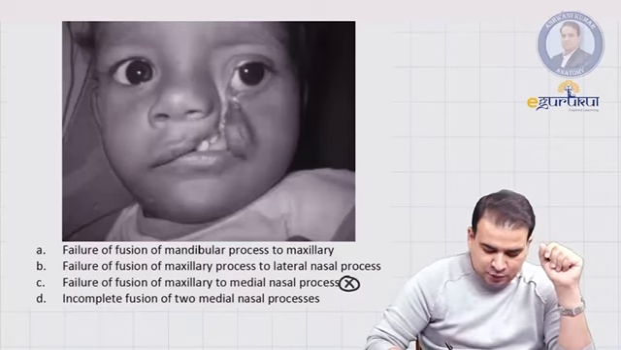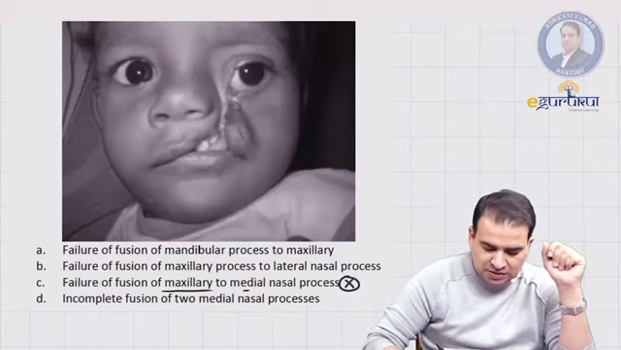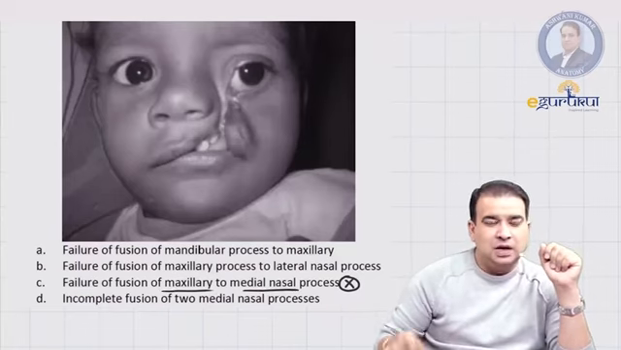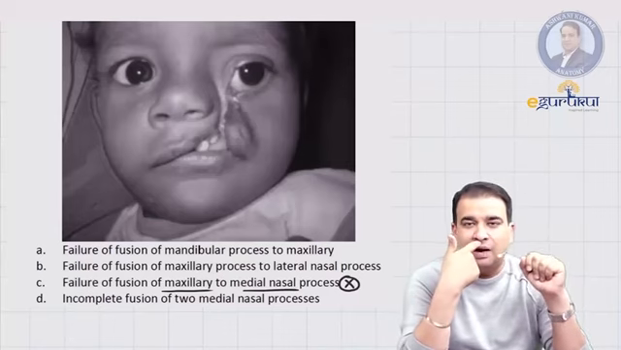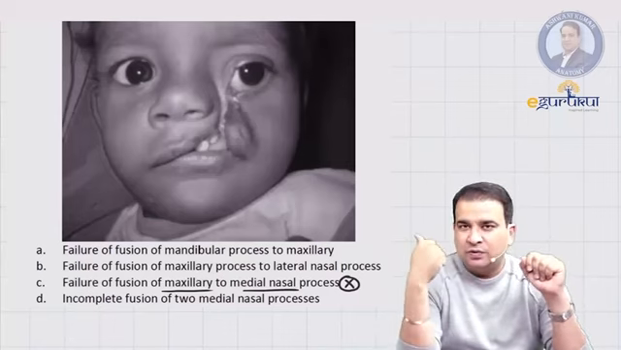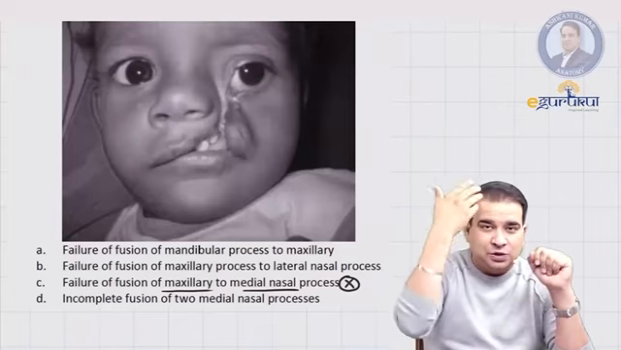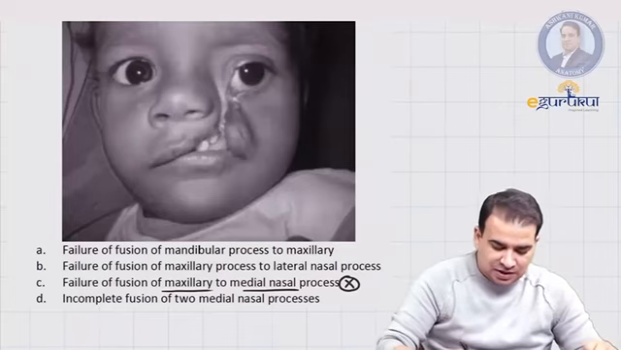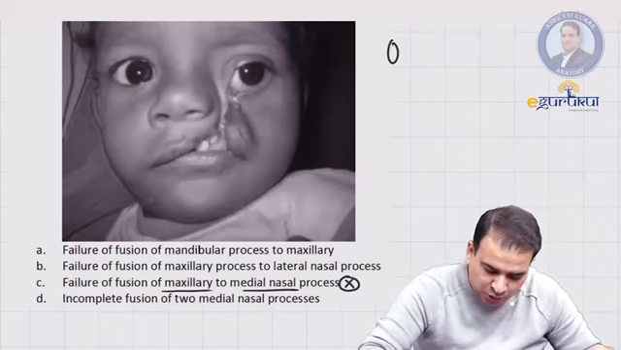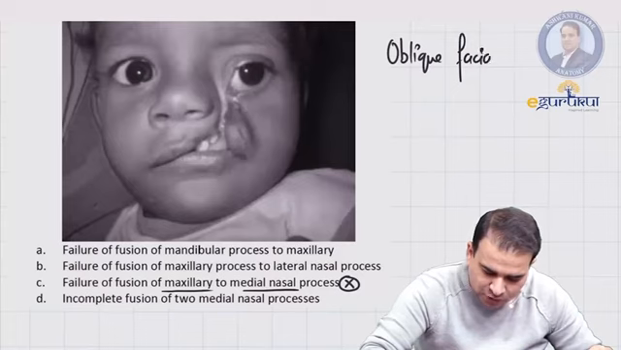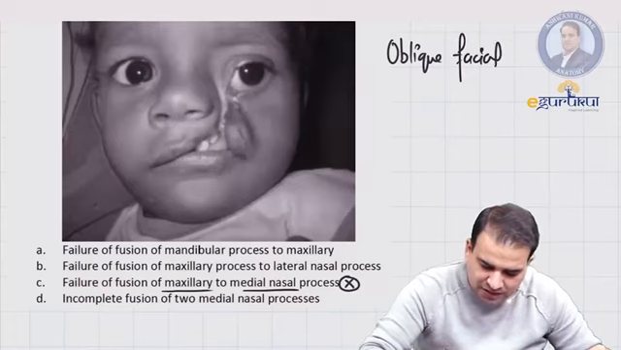C says it's a non-fusion of maxillary and medial nasal process. Non-fusion of maxillary and medial nasal process gives rise to only cleft upper lip. This is not the case of cleft upper lip only. It is actually a facial cleft. This is a condition of the facial cleft, actually called the oblique facial cleft. You can write that in your notes. You will get this image in your soft copies.